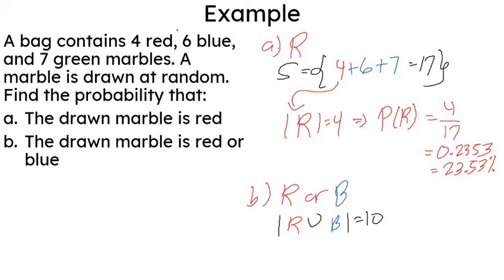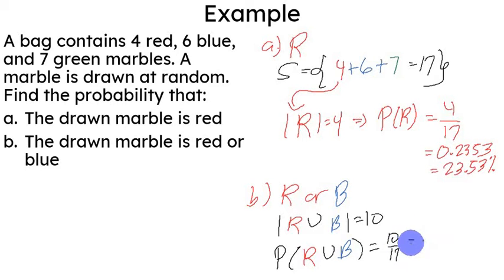So therefore, the probability of having drawn a red or a blue marble would be 10 over 17, which is the cardinality of our sample space. So 10 over 17 is our probability. That's already in lowest terms.